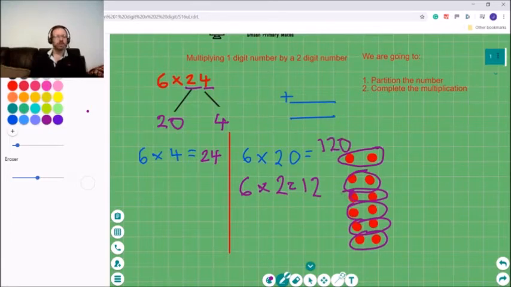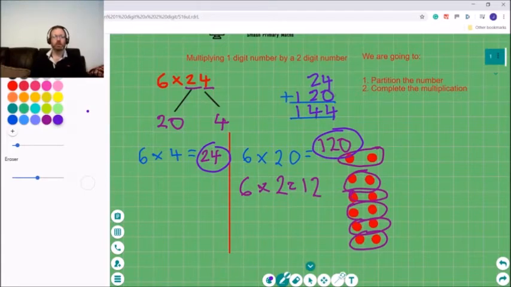Now all we're going to do now is we're going to take our two products. So we've got 120 and the product of 6 and 4 is 24, and we're going to add those together. We're going to total those together. I'm going to put my 120 at the bottom because it's easier then to add up, and I'm going to put my 24 at the top. Add the ones first. 4 add 0 is 4, 2 add 2 is 4, and the 1 there. So our calculation was 6 times 24 is 144. Okay, there's our answer.